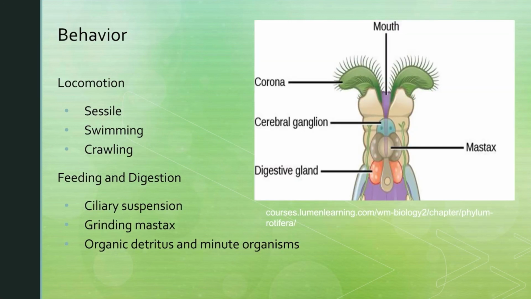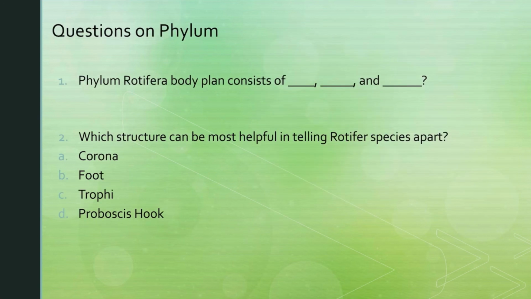This is their behavior. They're either sessile, they swim, or they crawl. And then they're able to feed by using the cilia on their corona to make water flow into the grinding mastax.